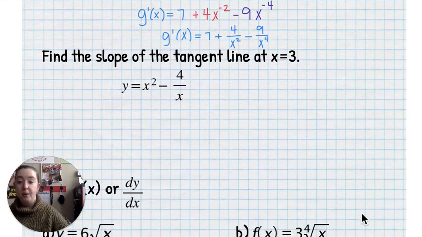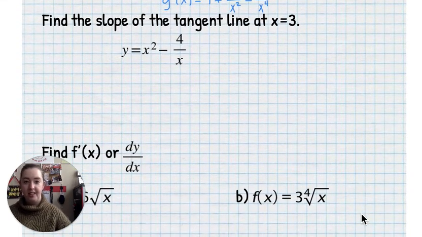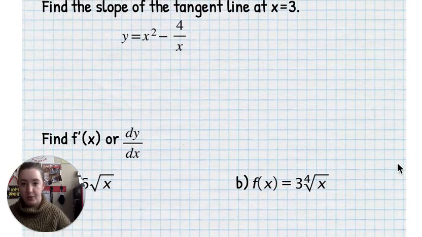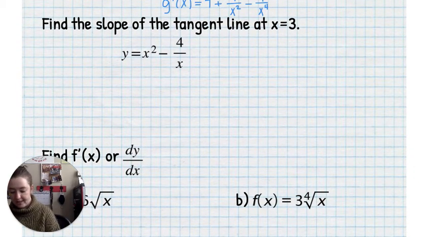Okay. Now we want to find the slope of the tangent line at x equals 3. So what we're going to do is first we're going to find the derivative. We're going to find dy dx. Then we're going to plug in 3 for x.